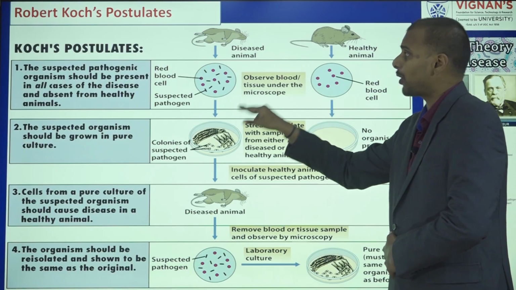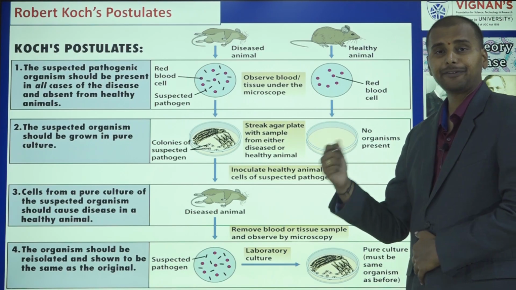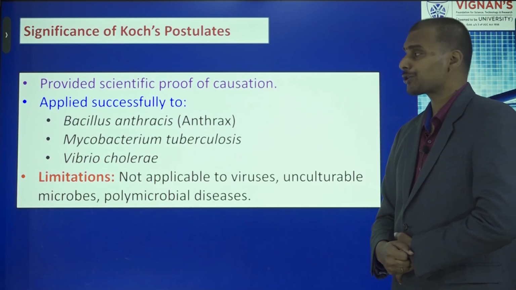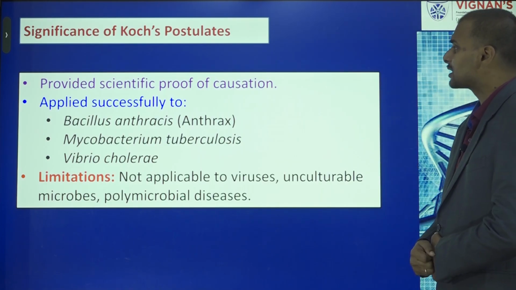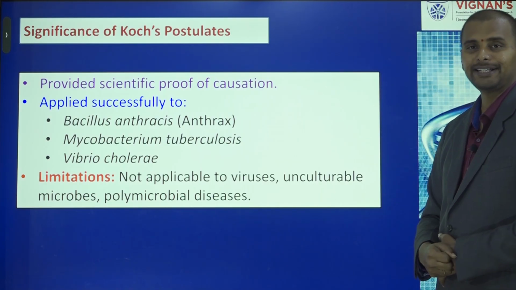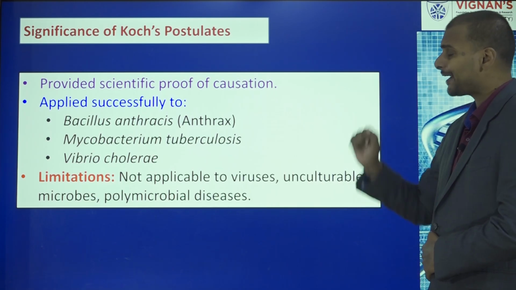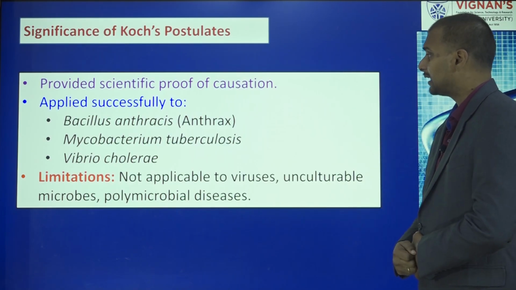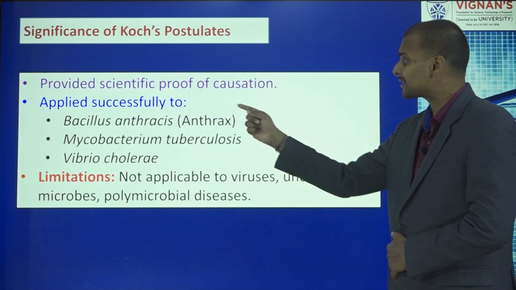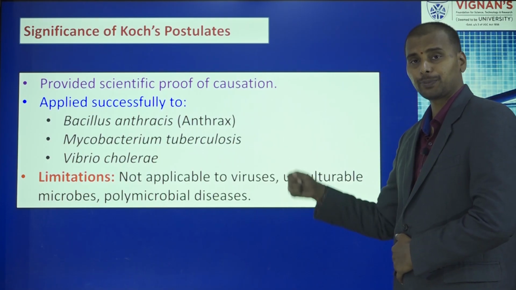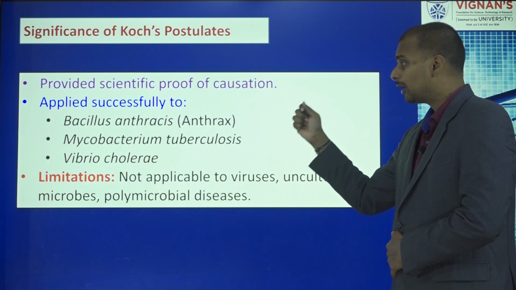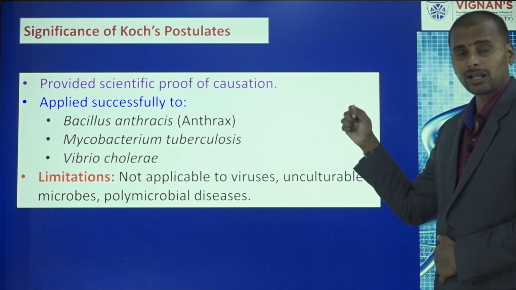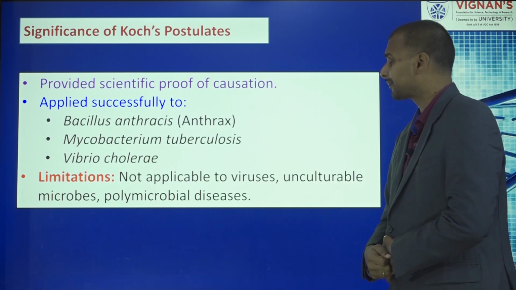So these are the 4 postulates for the identification of disease-causing agents. The significance of Koch's postulates is that they provided scientific proof of causation of disease, and were applied successfully for anthrax. He identified the causative agent of anthrax, Bacillus anthracis, as well as Mycobacterium tuberculosis causing tuberculosis, and Vibrio cholerae causing cholera.